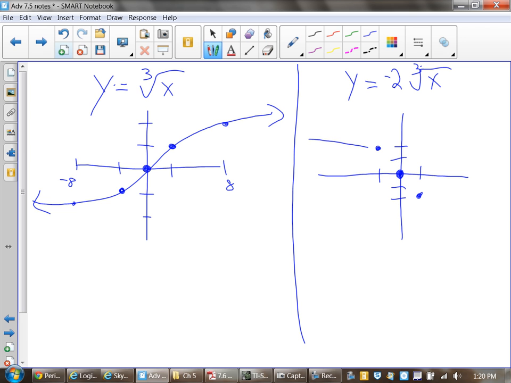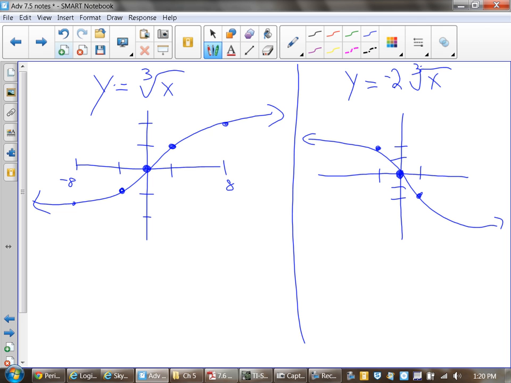So this is going to be like that. It's just going the other direction. One of the things you'll notice is that when you just have the parent function, just an a cube root x, your 1s and negative 1s are going to have the same values, just opposite signs. That's why making graphs of these is really, really straightforward.